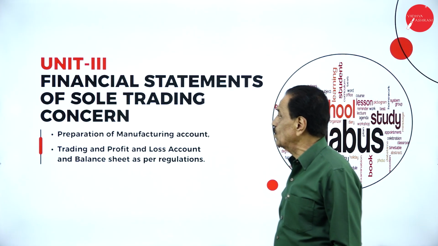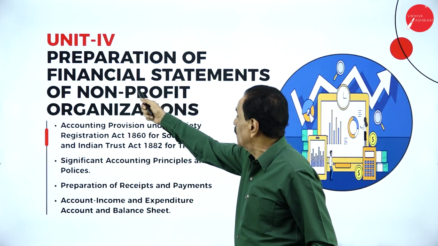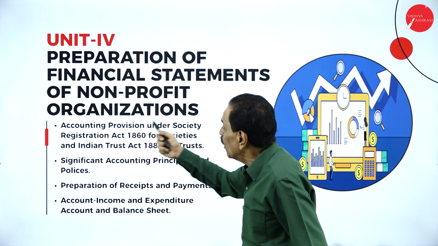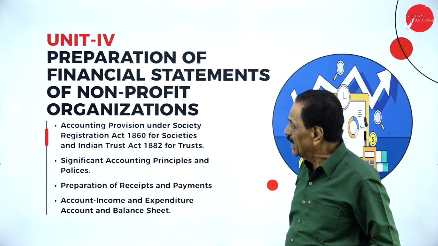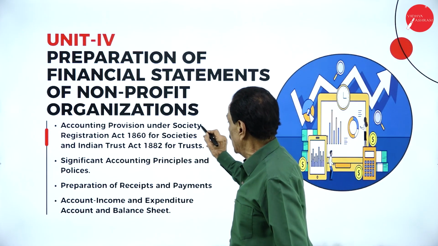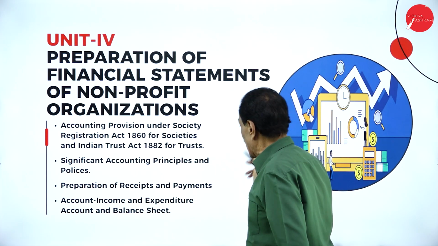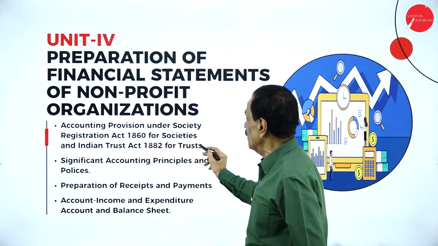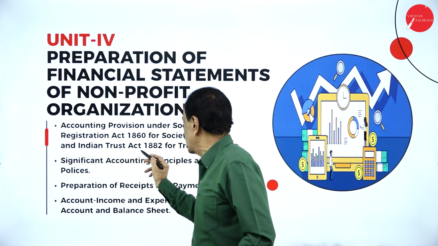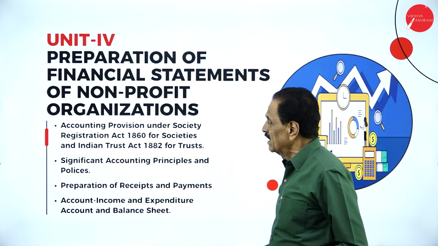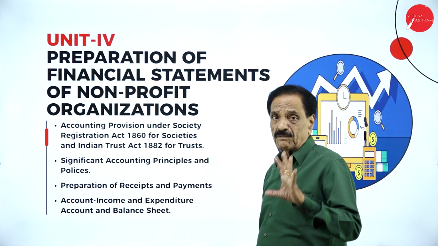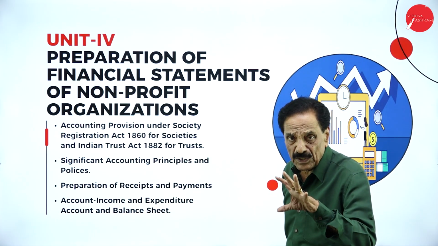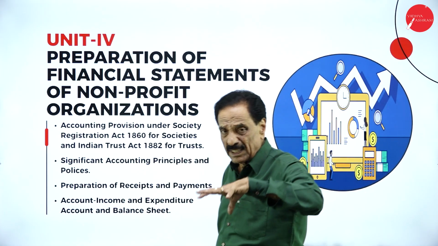Then we move on to unit 4, preparation of financial statements of non-profit organization. This is a non-trading concern. Here, accounting provisions under the Societies Registration Act of 1860 for society and the Indian Trusts Act of 1882 for trust, significance, accounting principles and policy, preparation of receipts is a non-trading concern, where we have got 3 sections here.